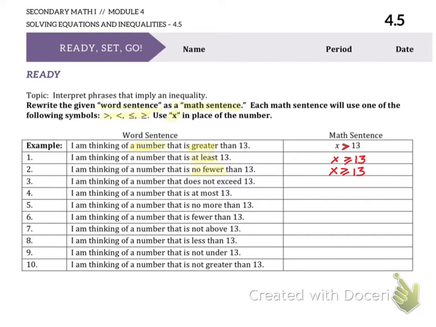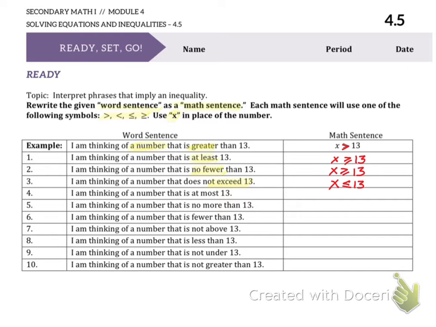Now I'm thinking of a number that does not exceed 13. All right, so a number means x, and does not exceed 13 means it is not going to cross 13 but it can reach 13, the value. So it cannot cross, so it means it will have values which are less than that. So x is less than or equal to 13.